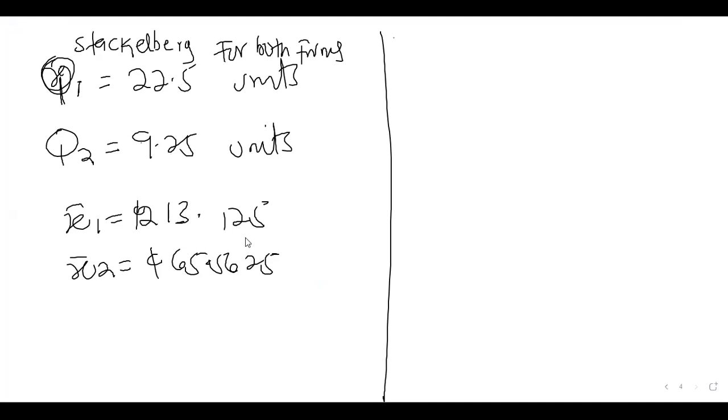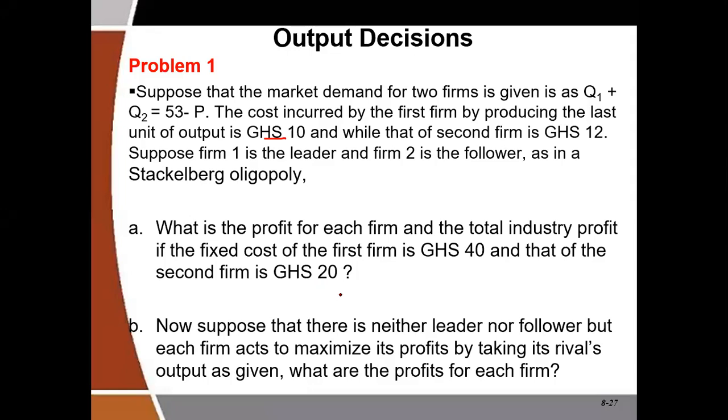Now, let's look at B. B says that now suppose that there is neither leader nor follower, but each firm acts to maximize its profit, taking its rival's output as given. What are the profits for each firm? So in the B here, the question is saying that there is no leader, there is no follower, but each firm maximizes profit by taking its rival's output as given. This is a clear example of Cournot, because in the Cournot model, I taught in that video that if a firm chooses its profit-maximizing output, taking the other firm's output as given, we are talking about the Cournot model, all right?